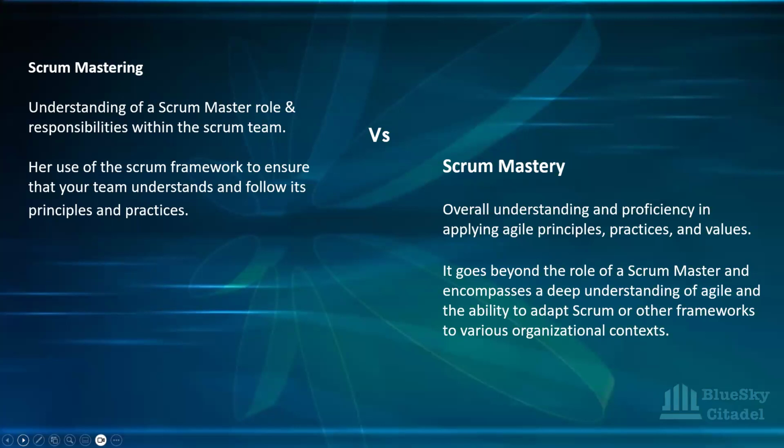That is your role and responsibility within the team, to make them use that process and those best practices, in order for them to get the best out of the process. Whereas the Scrum Mastery aspect is the overall understanding and proficiency you get to, and apply, having Agile principles, practices and values. So when it comes to Scrum Mastering, you're just looking at the Scrum process on its own. When you get to mastery, it goes beyond just becoming a Scrum Master. You've mastered the art of Scrum, but it goes beyond that.